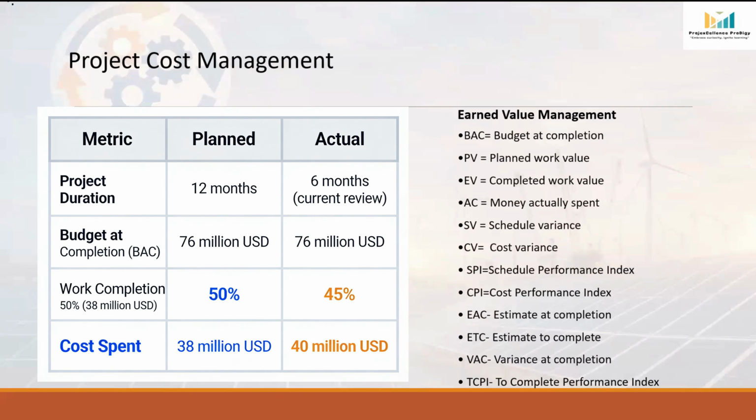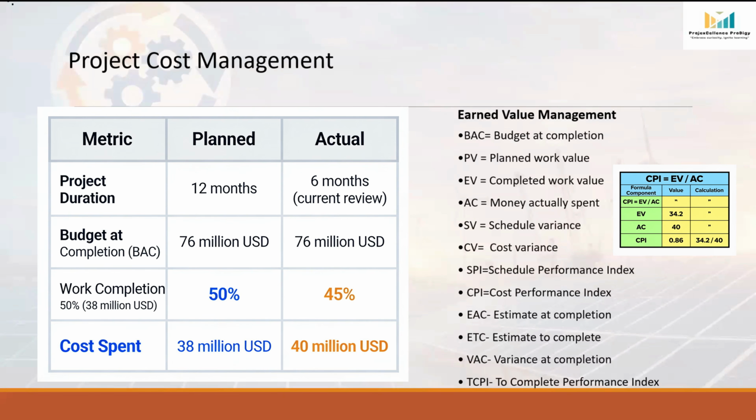CPI, Cost Performance Index. It measures the cost efficiency. The formula is CPI equals EV divided by AC. If we substitute the values, 34.2 divided by 40 gives us 0.86. This means for every $1 we spend, we are getting only 86 cents worth of planned work. A CPI less than 1 indicates poor cost performance.